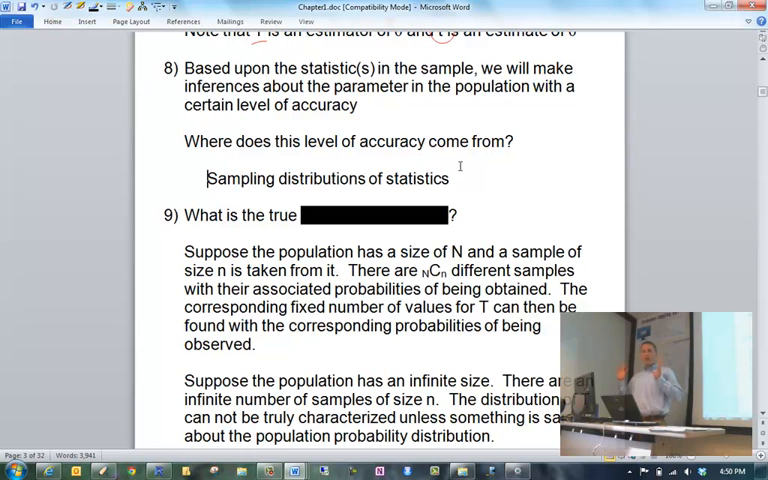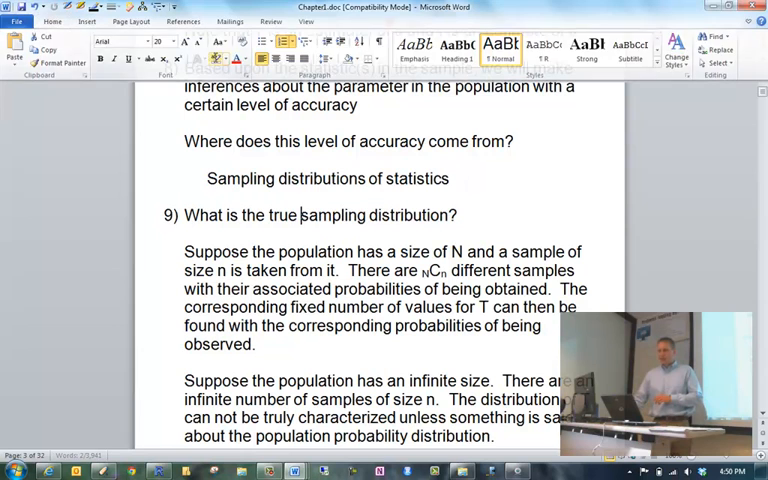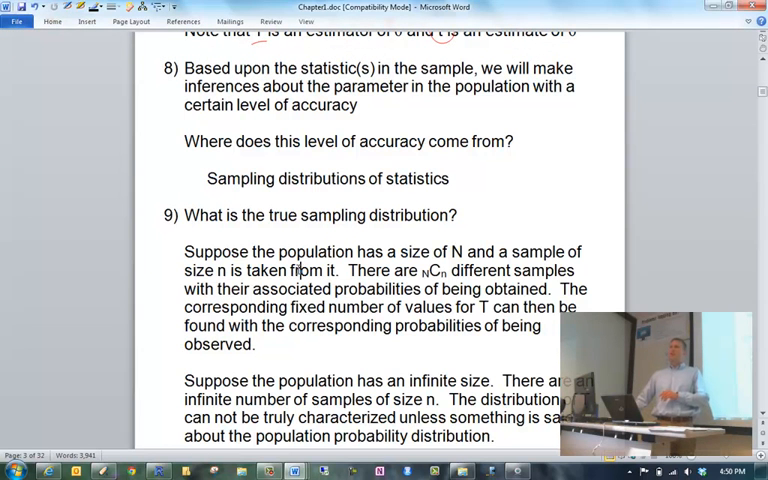This might be the most important thing in the whole world of statistics: to come up with the sampling distribution of a statistic. Because that's how you derive confidence intervals. That's how you derive hypothesis tests, so that you can say with a certain level of accuracy what's going on about the population. So what then is the true sampling distribution for our statistic?